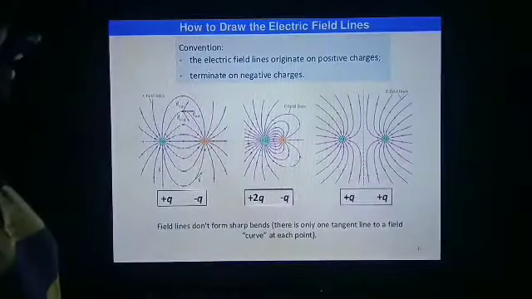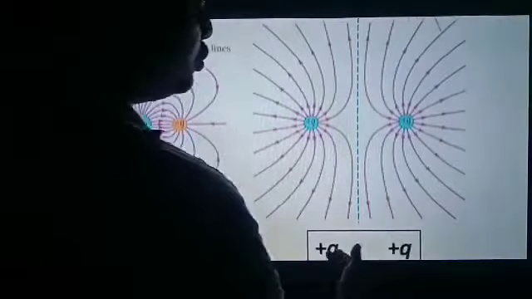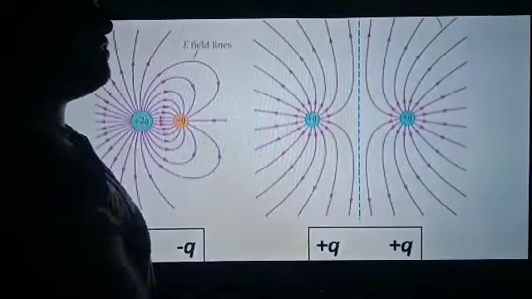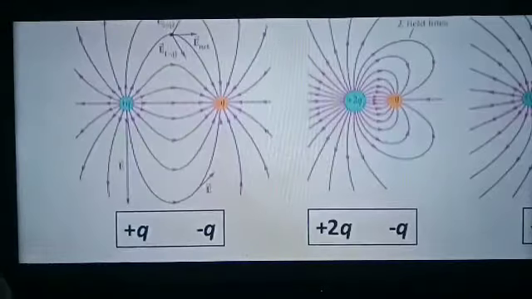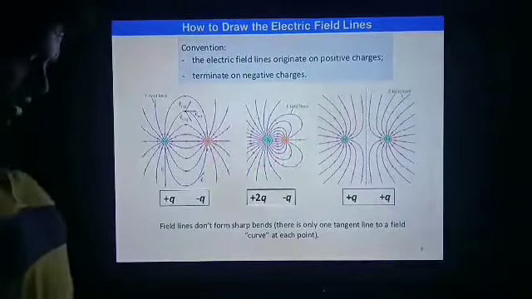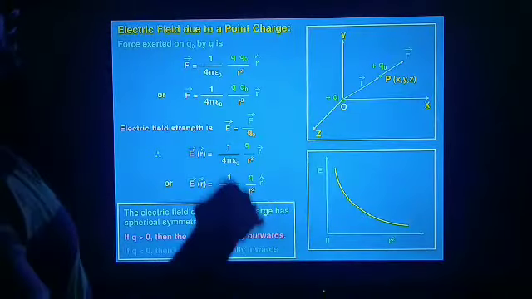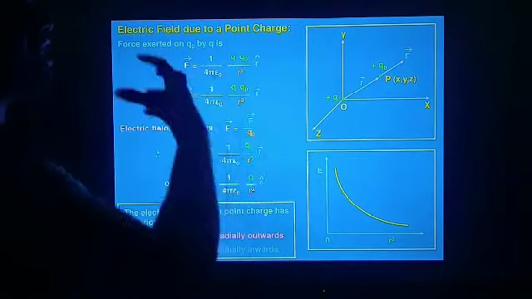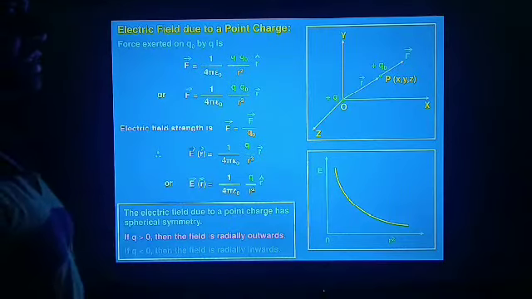In the third diagram, it is the electric field lines due to two equal and similar charges. We have discussed this part. Now see the next thing. This is actually the vector form of Coulomb force and electric field.